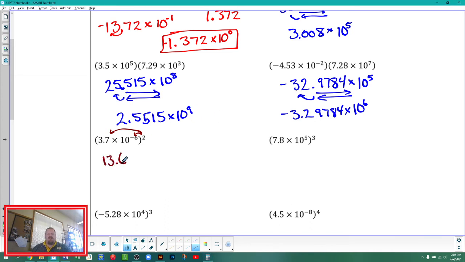13.69. And then times 10 to the negative 6 times 2 is negative 12. That's a small number. It's going to move that way 12 times. And then it's not going to move back 12 times. It's going to move back 11 times and stop a little earlier than where it was. 1.369 times 10 to the negative 11th.